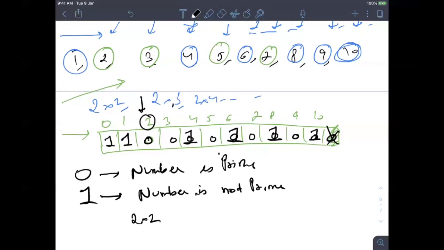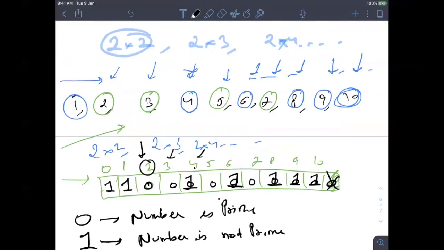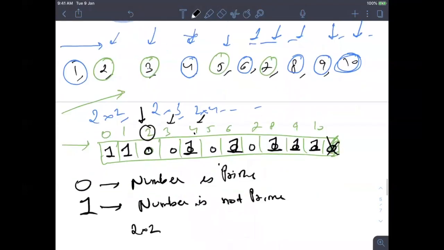Now I'll go to 3. I'll see here 3 is a prime number because it has 0. So I'll mark 3's multiples as 1. 3's first multiple is 6, which is already 1. Then I'll come to 9. I'll mark it as 1. Then 4. Now I'll see here 4 is already 1, like earlier I saw 4 is already circled by blue color.